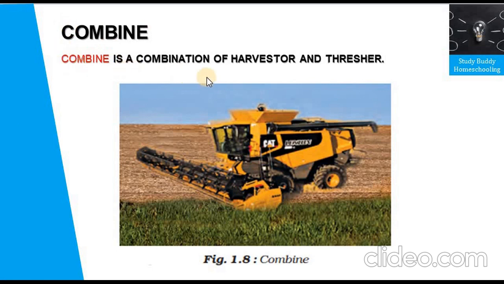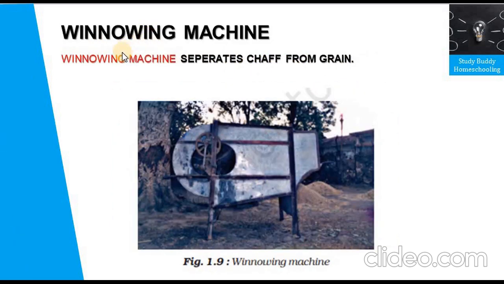Combine. Combine is a combination of harvester and thresher. So when the crops are ready for yield, they have to be cut. So this cutting job is done by a harvester. And after it is cut, the grains have to be separated from the part of the plant. This separation of grains from the part of the plant is known as threshing. So this combine does both the job of cutting as well as threshing.